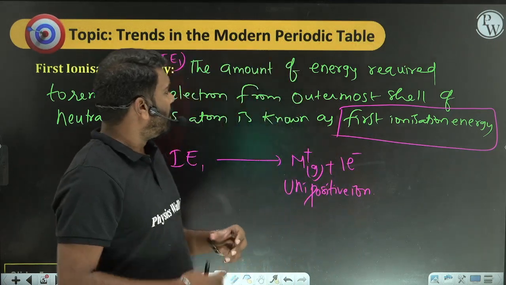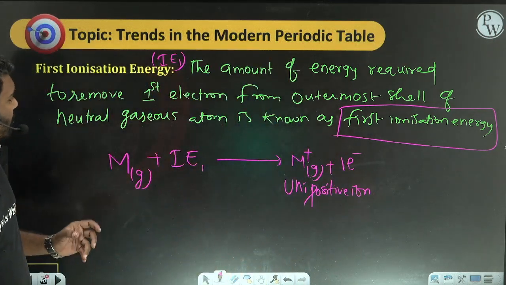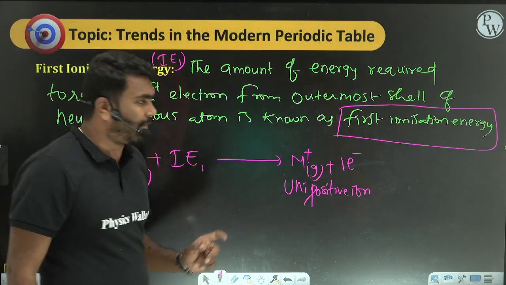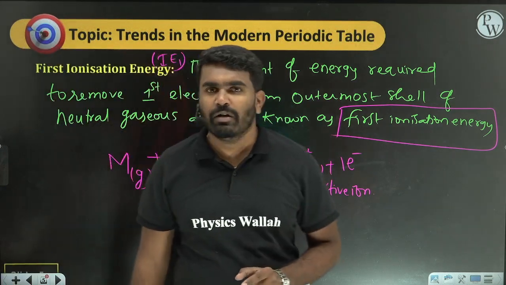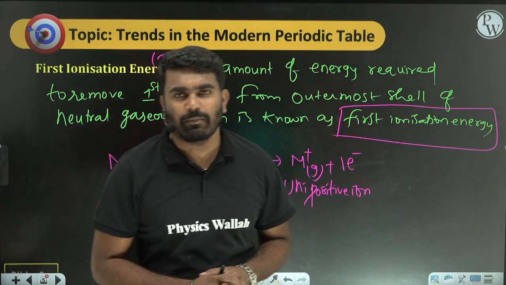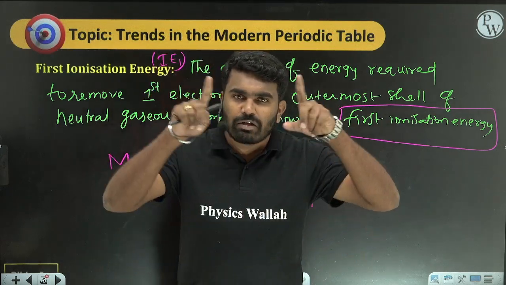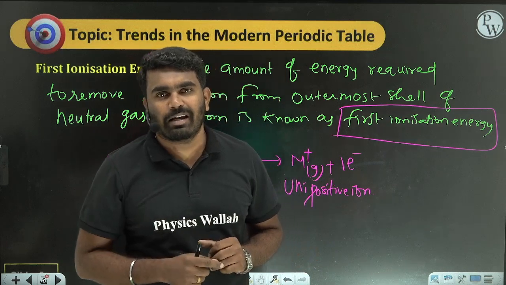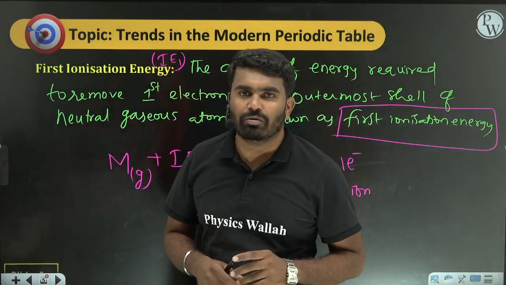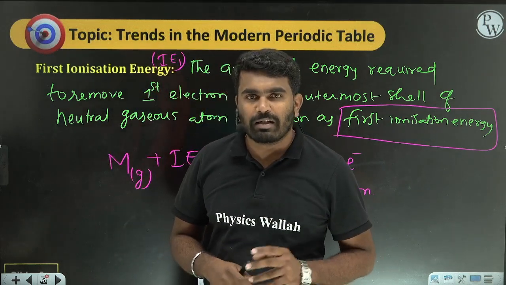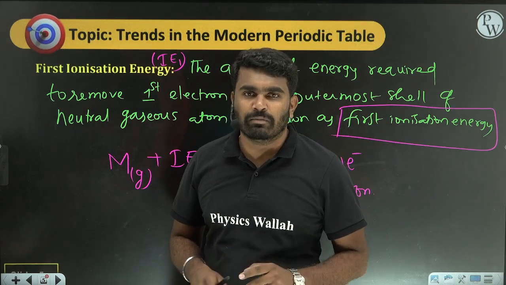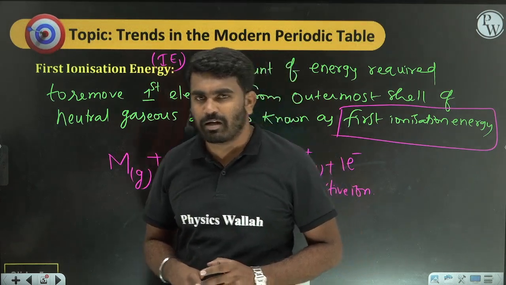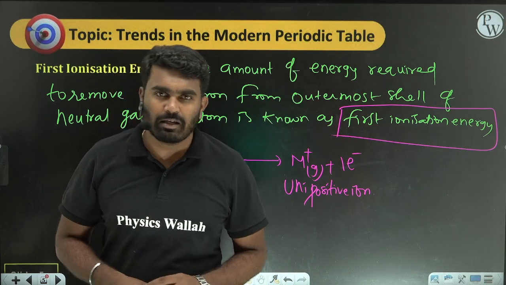Oka atom lonchi, okay, like amount of energy required to remove an electron, first electron from outermost shell of a neutral gaseous atom, okay, so oka atom lonchi dan yokka last shell lo unnatundi electron ni teeseyadaniki kavalsinatundi energy ne. So to remove an electron, okay, energy required to remove an electron from outermost shell of neutral gaseous atom is known as what beta, ionization energy.